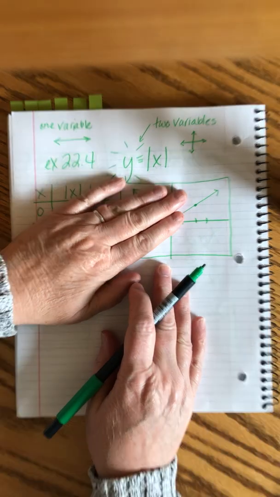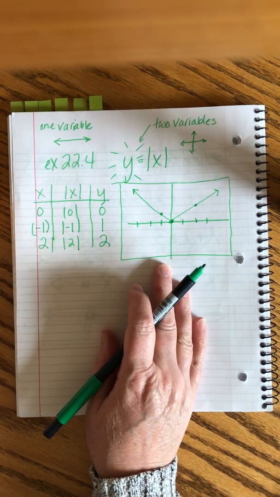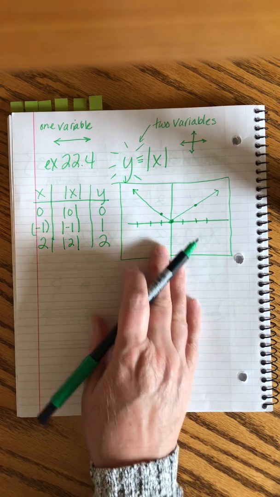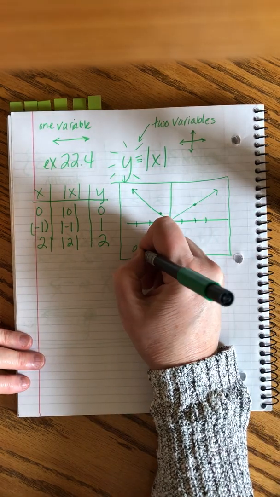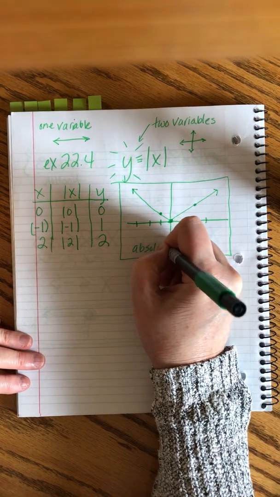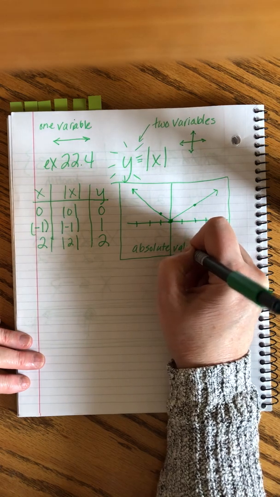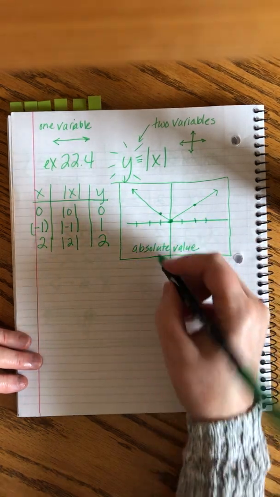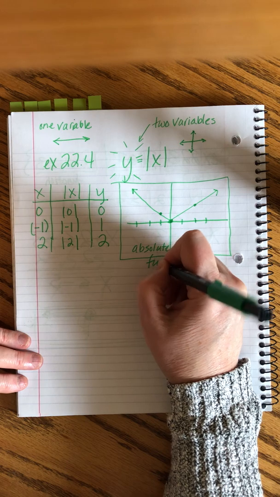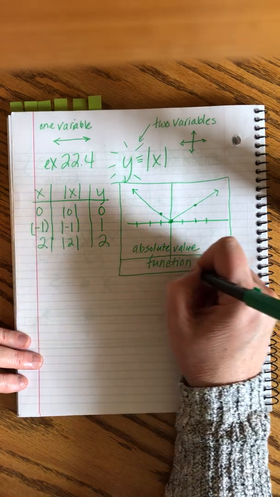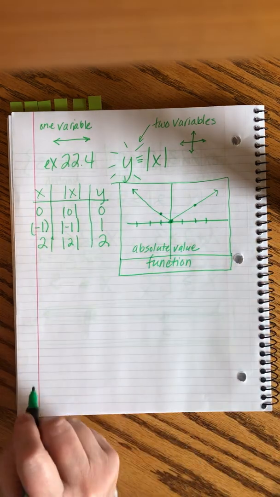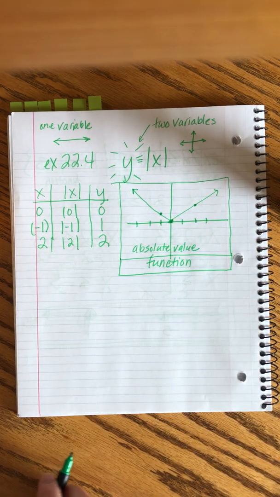Okay, so this is the answer to 22.4. John asked us to sketch the graph of the function y equals absolute value of x. And this is an absolute value function. Knowing that basic shape makes it a lot easier to graph these, because going in, you know what you're looking for, right? You know what this is going to be.